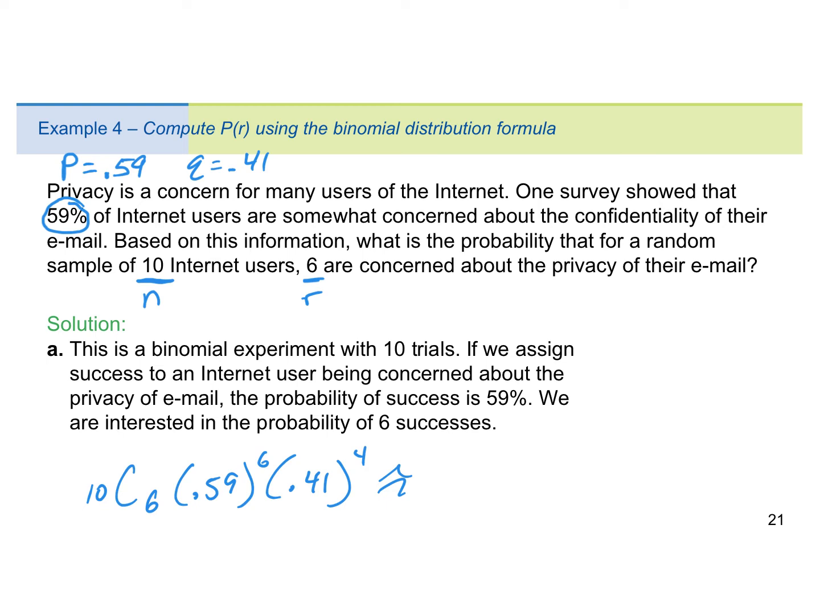Again, 10, hit your math key, scroll over to probability, C6, hit enter, 210. While it's in your calculator, hit times, hit 0.59 to the power of 6, times 0.41 to the power of 4, hit enter, and I see 0.2503, so 250, and you are done.